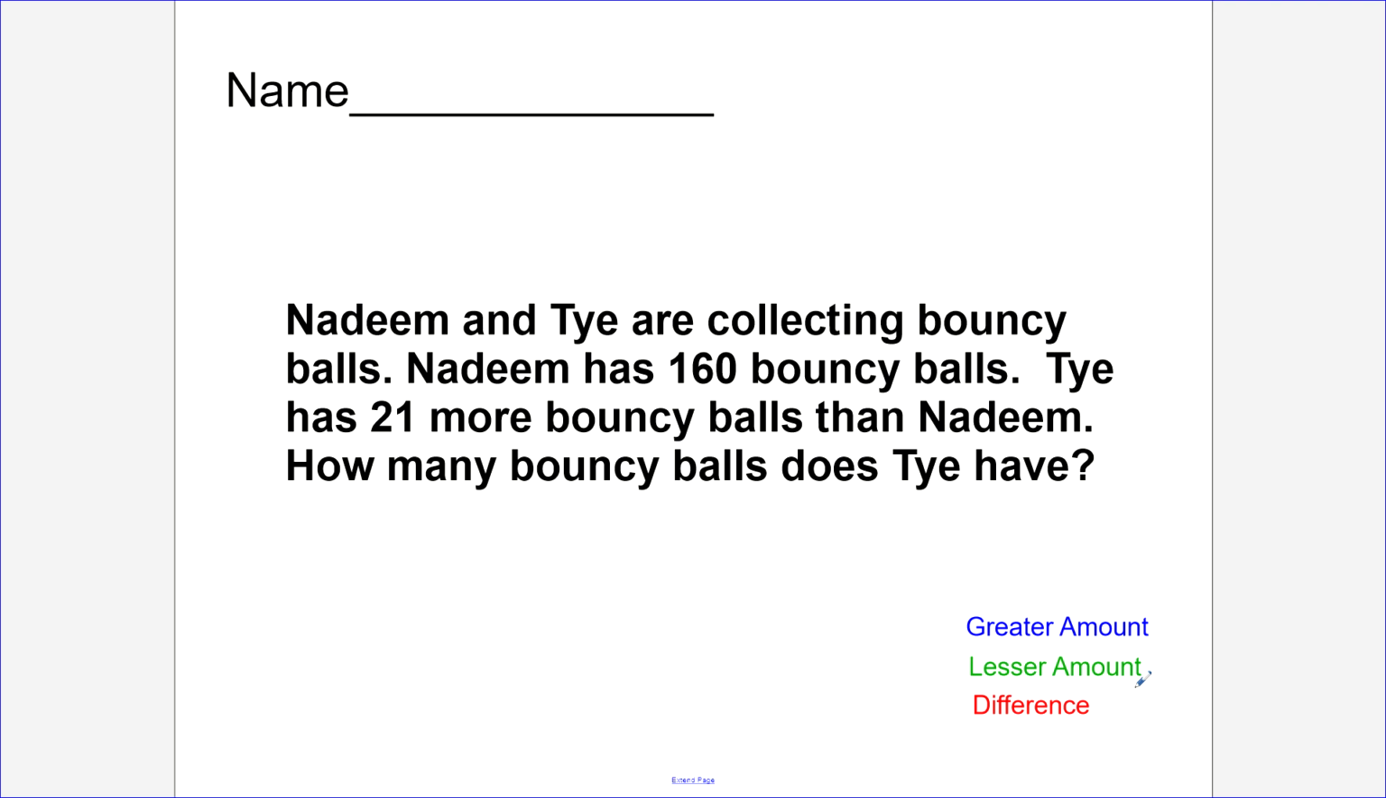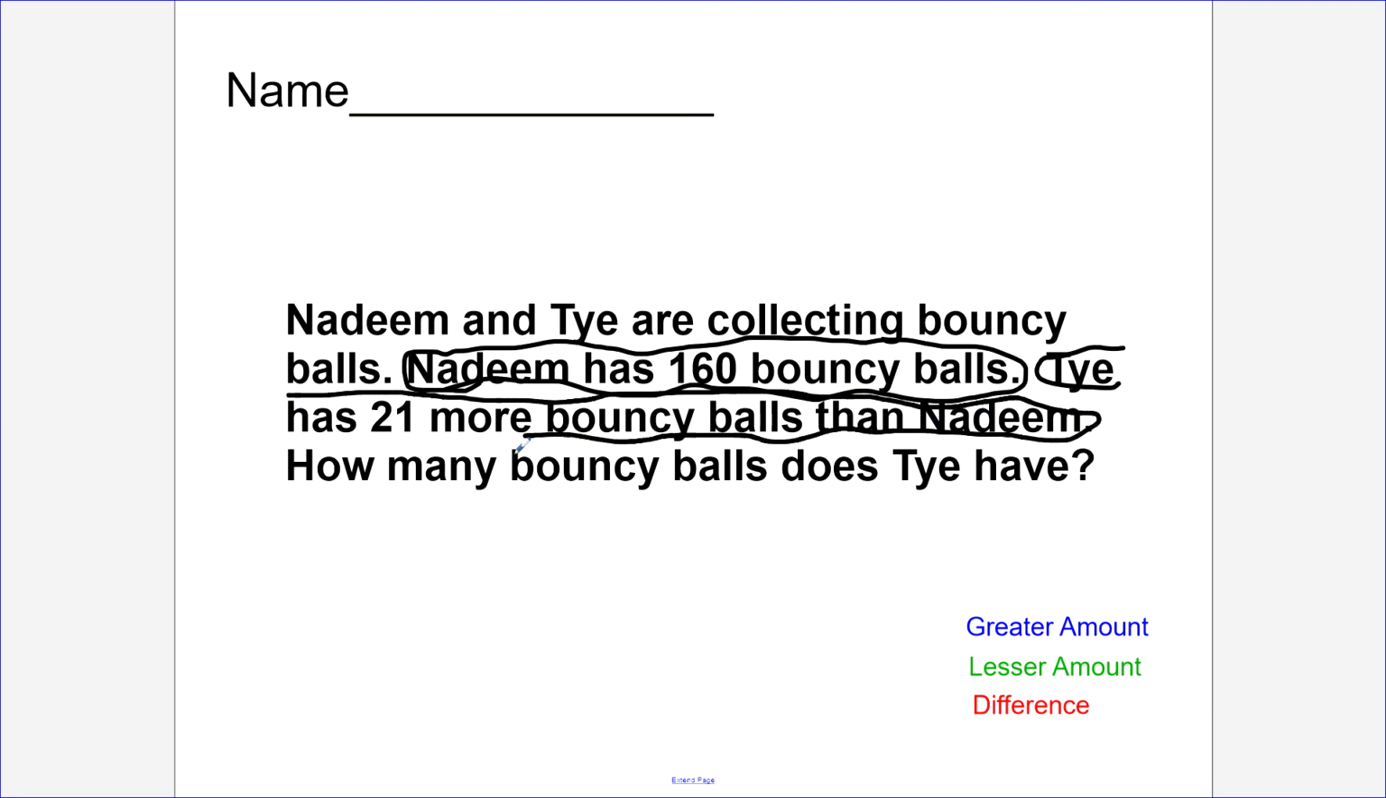I'm going to read this problem again and circle the information and underline the question. Nadim and Ty are collecting bouncy balls is not a piece of information because there's no number. But I do know that Nadim has 160 bouncy balls. I also know that Ty has 21 more bouncy balls than Nadim. The question in this problem asks, how many bouncy balls does Ty have?